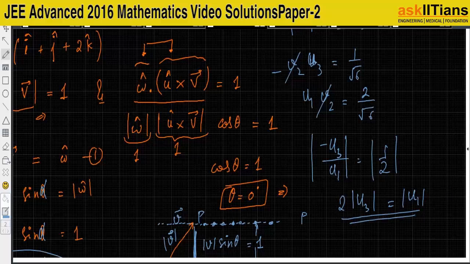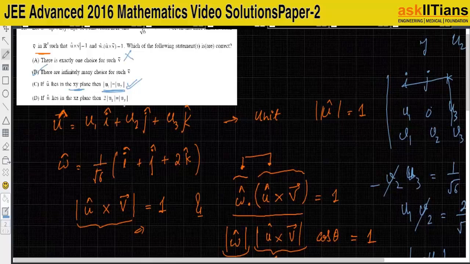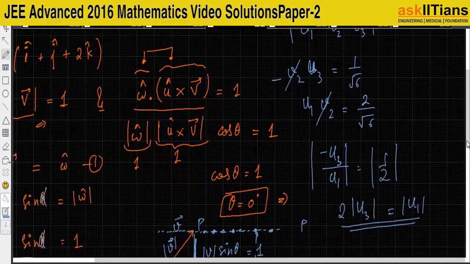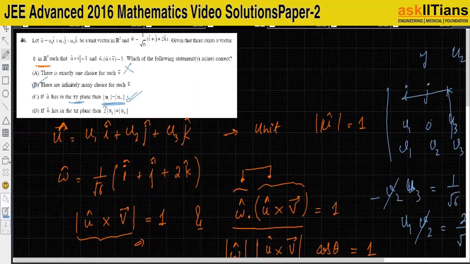Alright, so option D, what is option D? It says 2 times U1 equal to U3. What I am getting here is 2 times U3 equal to U1, right? So that's the wrong option. 2 should have been on this side. So this option is wrong.